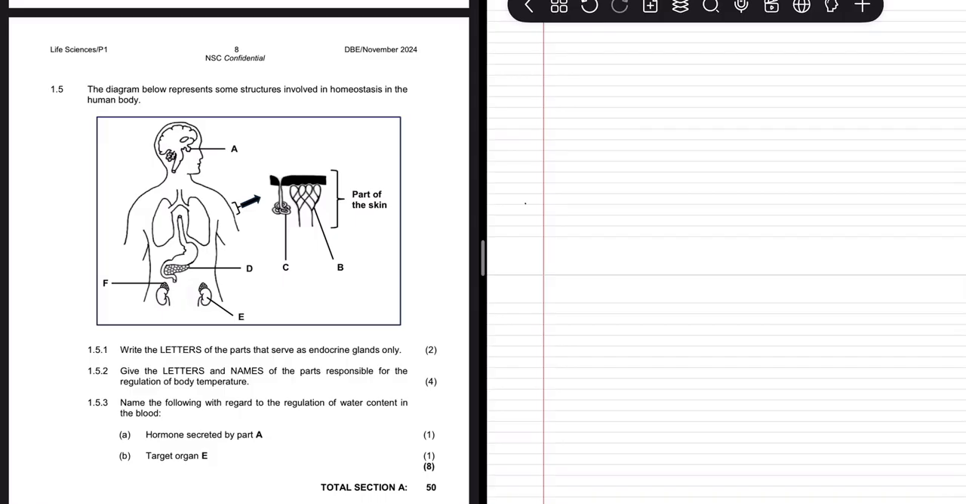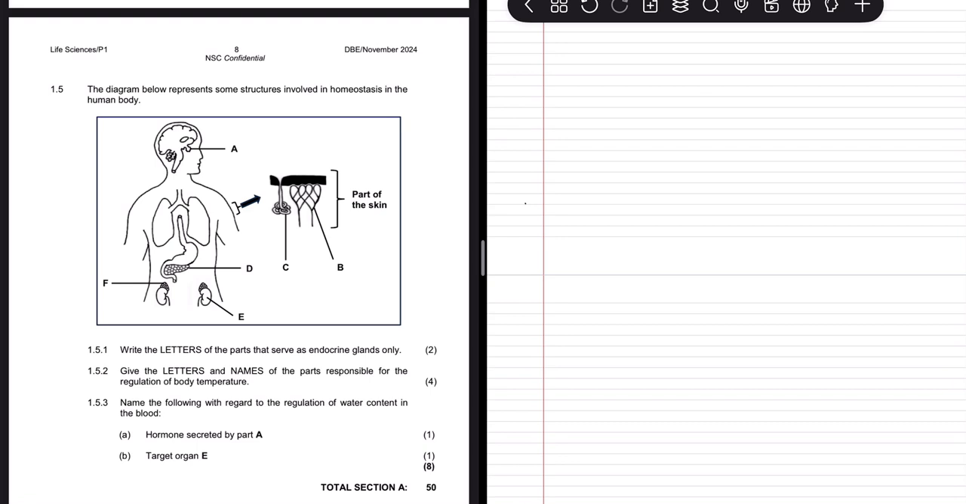All right, so in the diagram below, it represents some structures involved in homeostasis in the human body. Let's first identify what is happening in the diagram, which, if we had minimal studying, we should be able to answer with a little bit of our understanding.